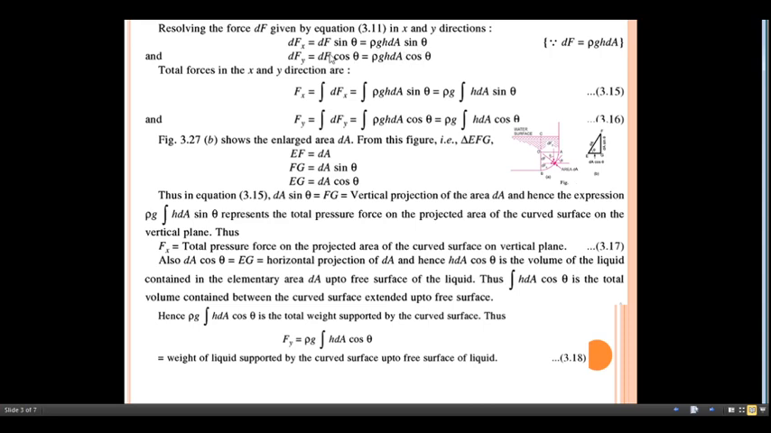Okay, ρgh remains as it is. Similarly for the dFy, you get dF multiplied by cos of theta, so this term will remain as it is multiplied by cos of theta. So you integrate this term dFx and dFy, so what do we get?